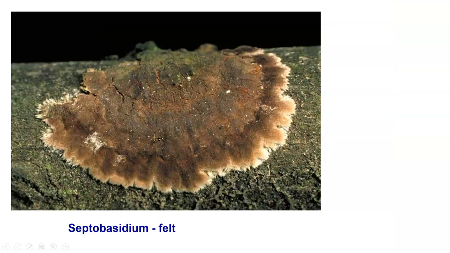This is Septobasidium. You can see this doesn't look like a very fancy sort of thing. It is called felt. What is happening here is there is an insect underneath of this which is removing nutrients from the plant, and the fungus is growing into the insect where it has paralyzed the insects. The insect cannot move, but the insect is still alive and continues to feed on the plant. It will continue to reproduce and produce offspring.